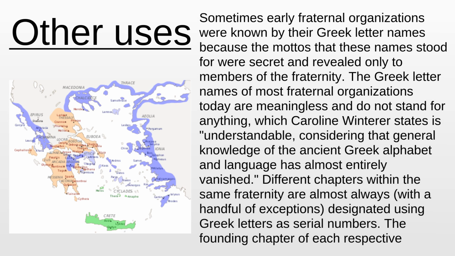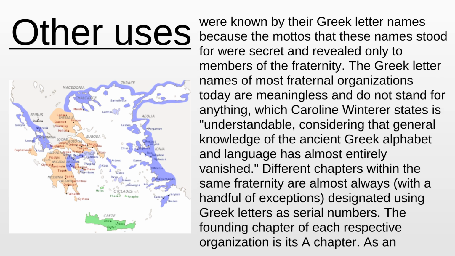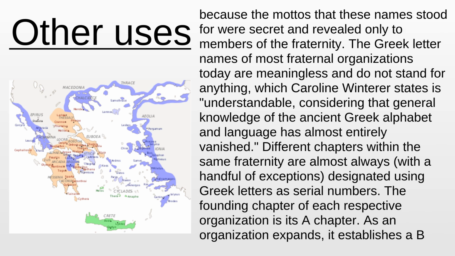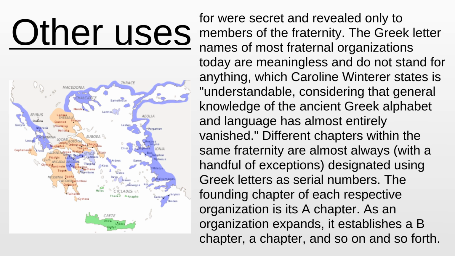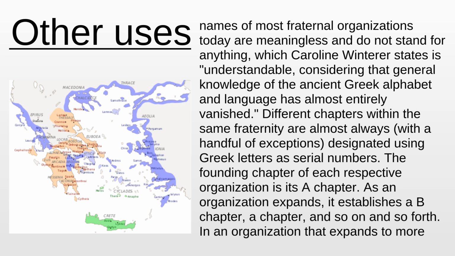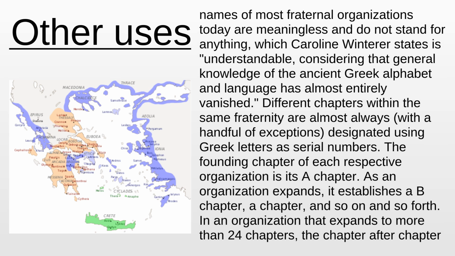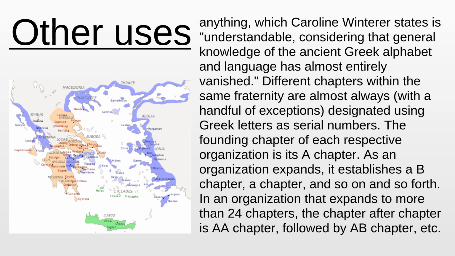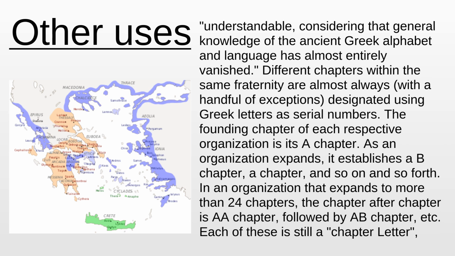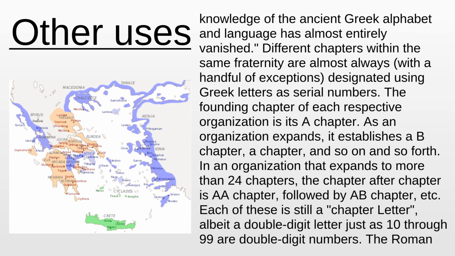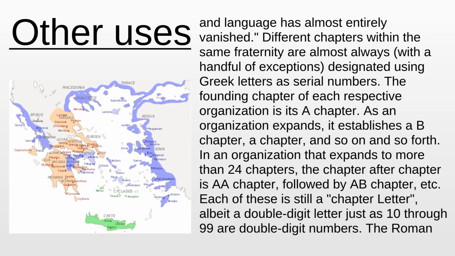Sometimes early fraternal organizations were known by their Greek letter names because the mottos that these names stood for were secret and revealed only to members of the fraternity. The Greek letter names of most fraternal organizations today are meaningless and do not stand for anything, which Caroline Winter states is understandable, considering that general knowledge of the ancient Greek alphabet and language has almost entirely vanished.